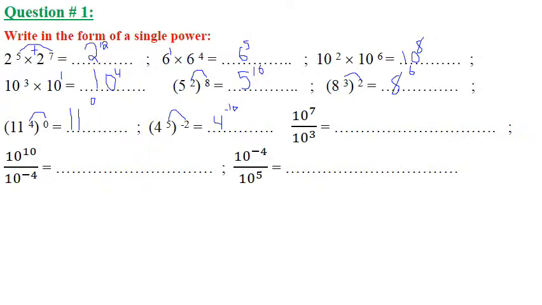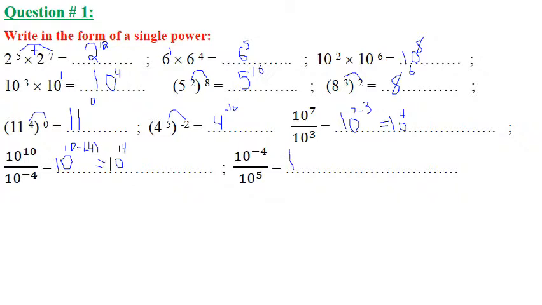Here we have division of same bases, so we keep the base 10 and we subtract the upper exponent minus the lower exponent. So the base is 10. 7 minus 3 is 4. Also here we keep the base 10 and we say 10 minus 4. So we subtract the lower exponent. Now we get 10 to the power 14, because negative and negative is positive, so 10 plus 4 is 14.